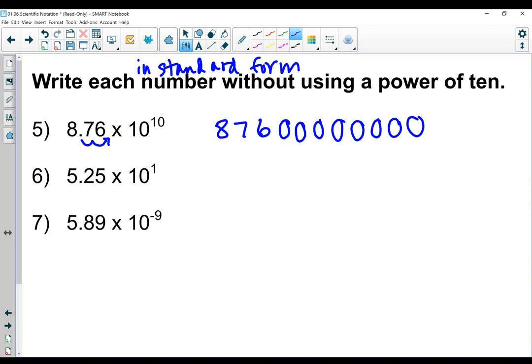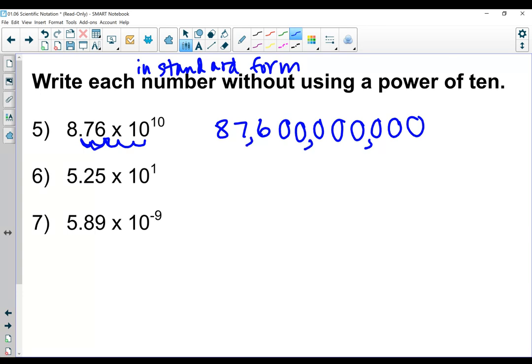So let's think about that again. I need to move it 10 places. So the decimal's right here after the 8. I move it past the 7 and then the 6. And in order to keep moving it, I have to fill in with zeros. And because I've already done 2 places and I need to do 10 total, I need to add 8 zeros in. So let's go through and just double check our zeros. 1, 2, 3, 4, 5, 6, 7, 8. And then I'm going to add commas to make my number easier to read.